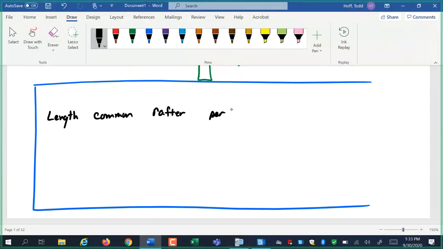per foot run. Well, it's very choppy English, but that is what it is saying: length of the common rafter per foot of run.